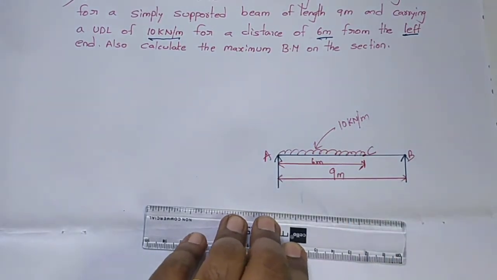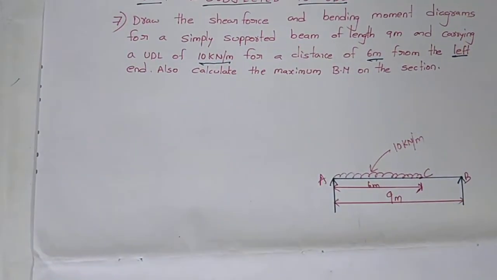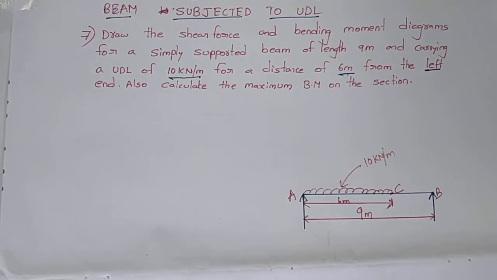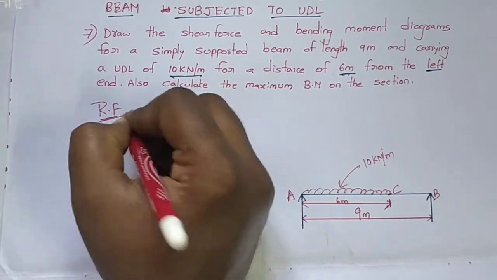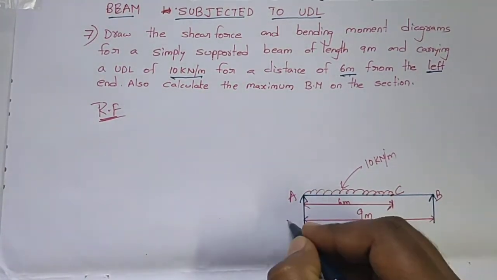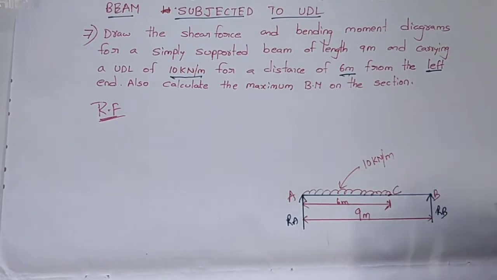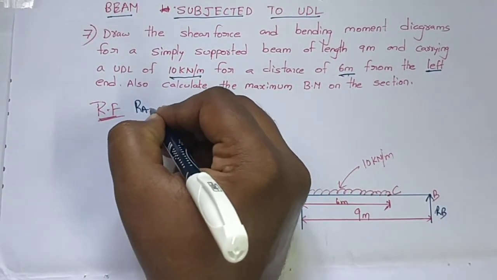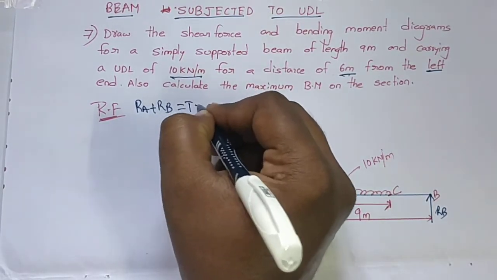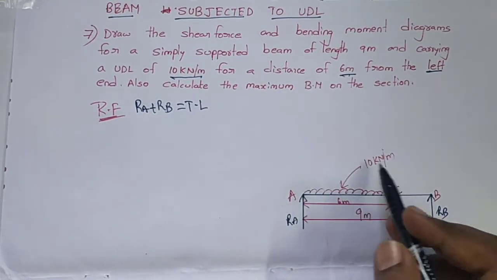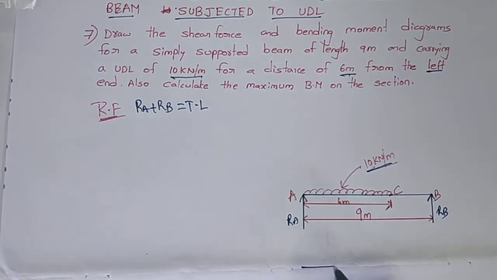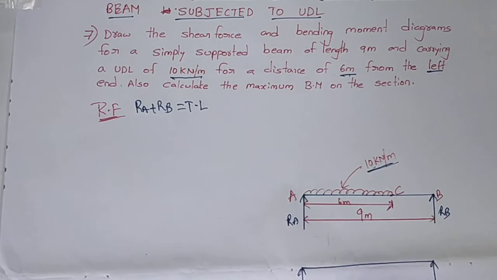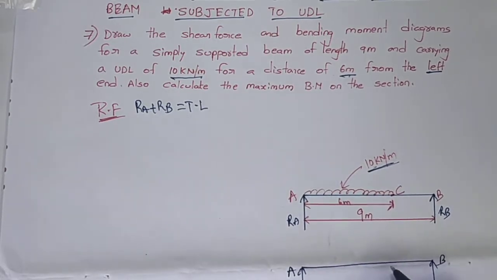For a simply supported beam we need to calculate reaction forces. First I am calculating the reaction forces. Here this is RA and this one is RB. RA plus RB is equal to the total load on the beam. Here we can calculate the total load on the beam. The load is given as 10. First we need to convert this load into a point load.